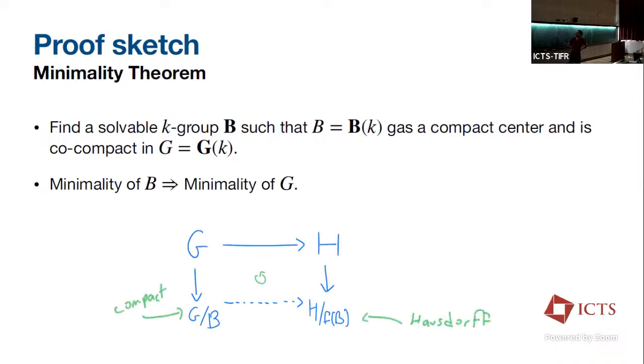So how does minimality of B imply minimality of G? Suppose I have an injective map from G to H. I want to show that the image is closed. So B is minimal. So f of B is closed, meaning this will be Hausdorff. B is co-compact. So G mod B will be compact. This is compact, this is Hausdorff, then this map of the image here is closed. And then I just go around this way and I get the image of it. Okay, so minimality of B will just imply minimality of G. So really, in order to prove minimality, I just need to prove it for solvable groups.